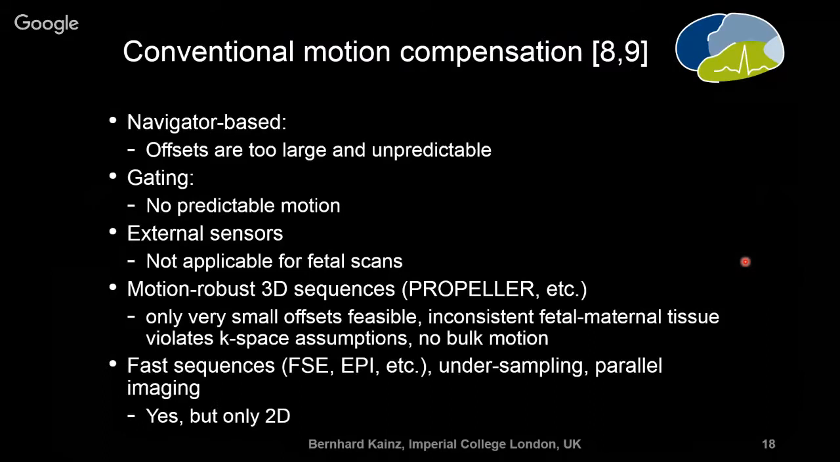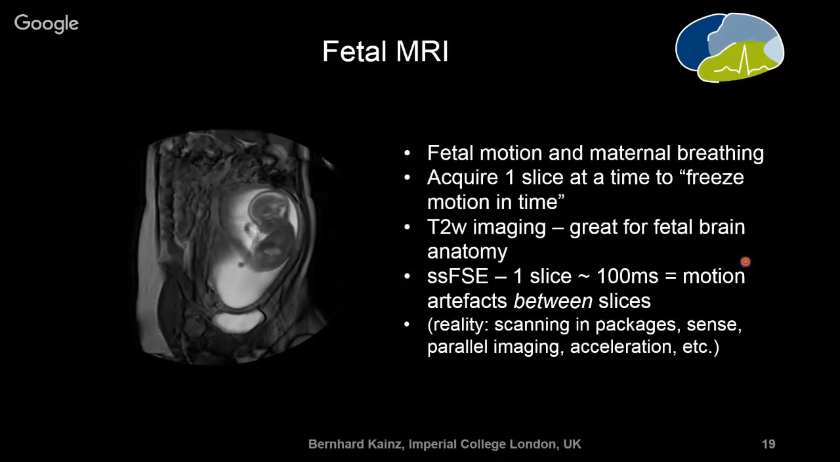And fast sequences, well, as I mentioned before, if you use a lot of tricks for sequence development, then you can come up with images which are nice in 2D, but we have, again, the problem of motion between the slices. And this is actually exactly what we use. We use fast sequences to at least acquire nice 2D slices of the moving fetus, acquiring one slice at a time to freeze motion, at least within this 2D image.